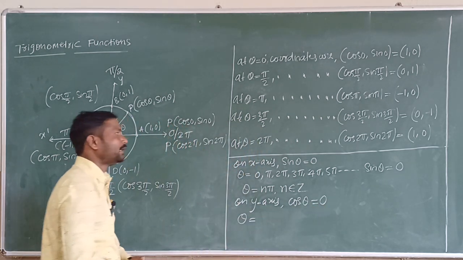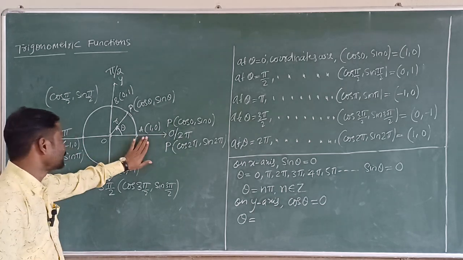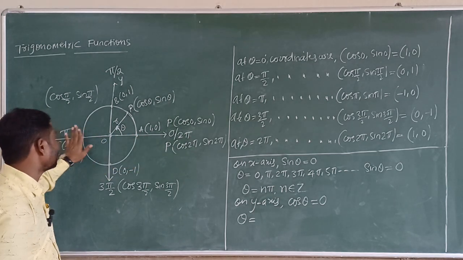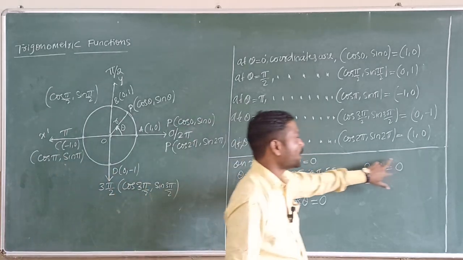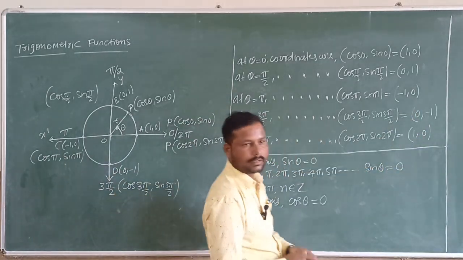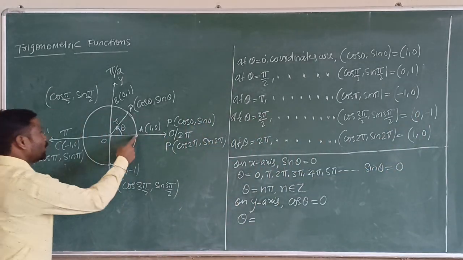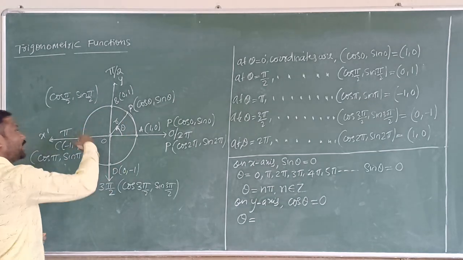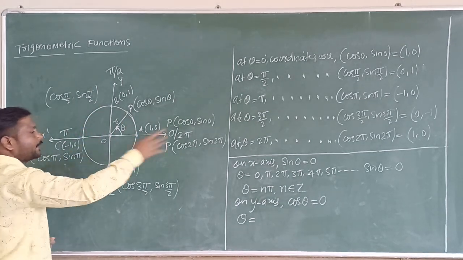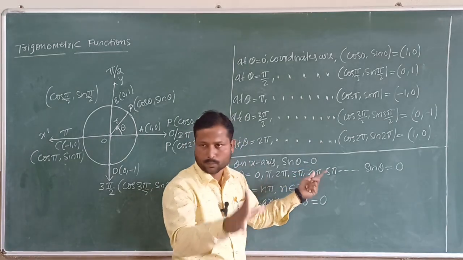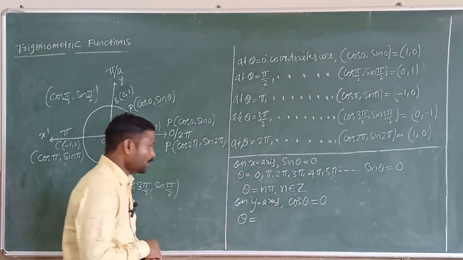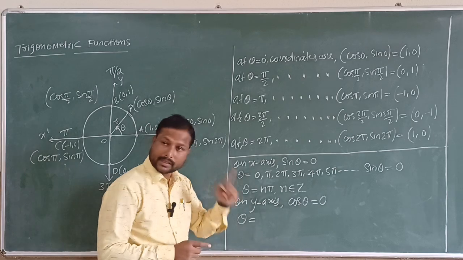How do the angles on the x axis come? 0, 180, 360, then adding 180 again and again, these are integral multiples of pi: 0, 1 pi, 2 pi, 3 pi, 4 pi, 5 pi, 6 pi, 7 pi, 8 pi. In this case sin theta is always 0. On the y axis, cos theta is 0.